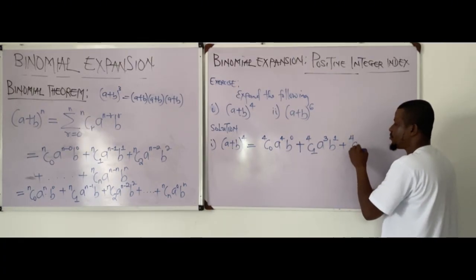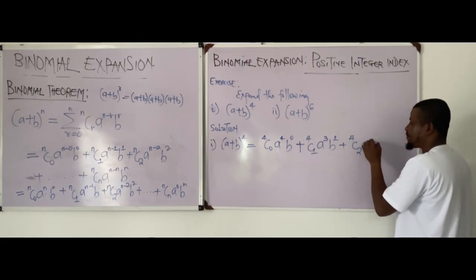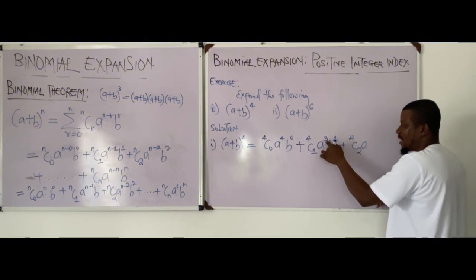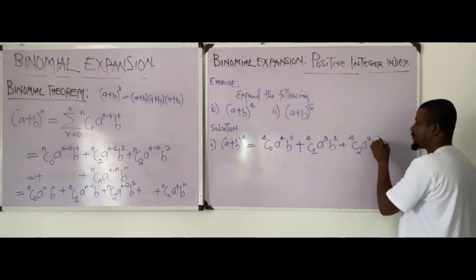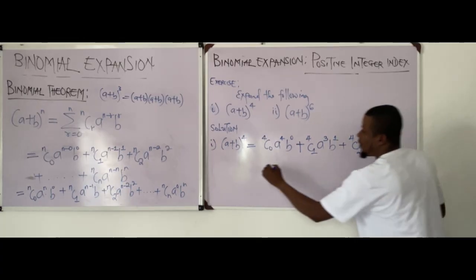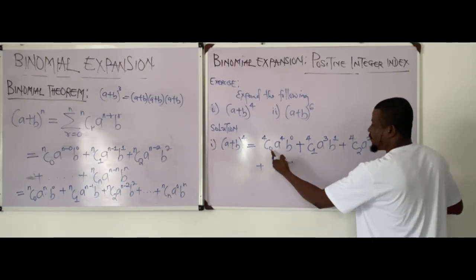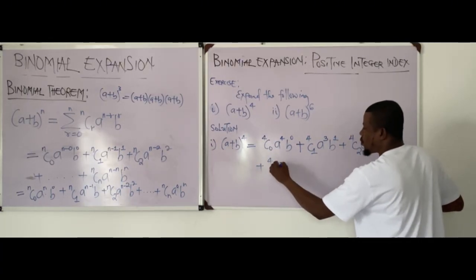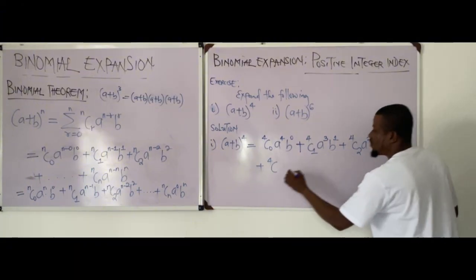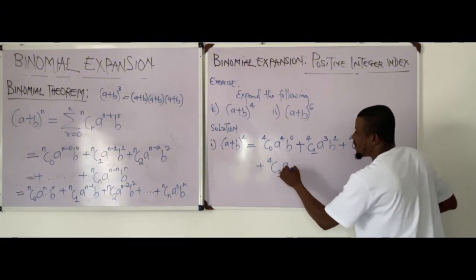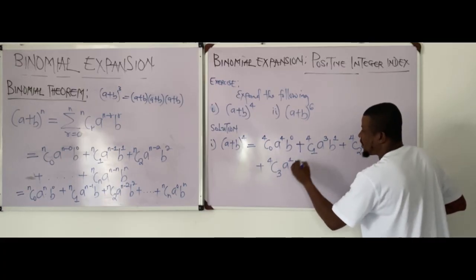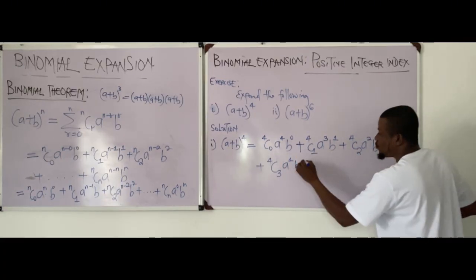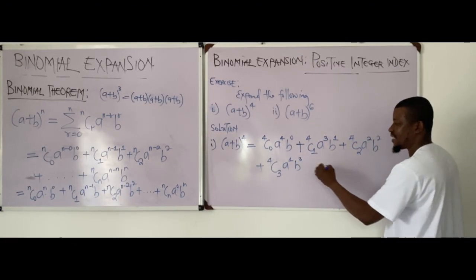plus 4 combination 2, a raised to power 1. If you reduce this one by 1, you have 2, and then if you increase this one by 1, you have 2. Right. Now, plus, we have 4 combination 3. Then a to power 1, b to power 3. Right. This is the next term.